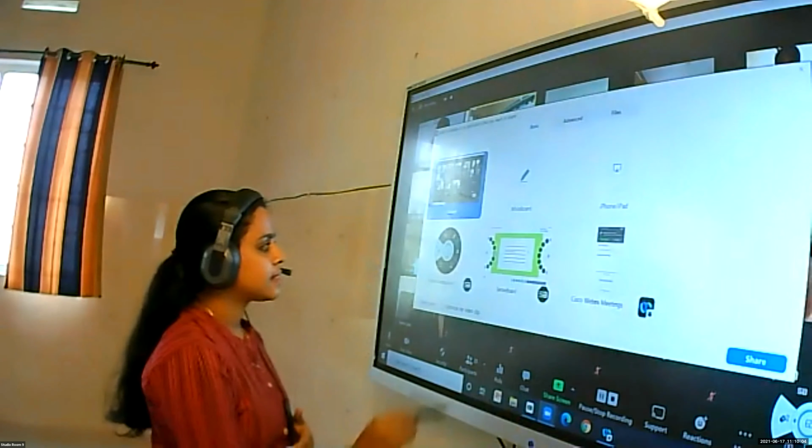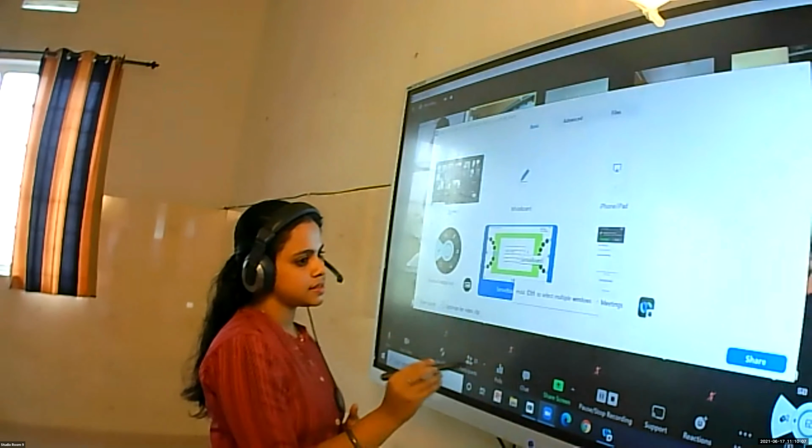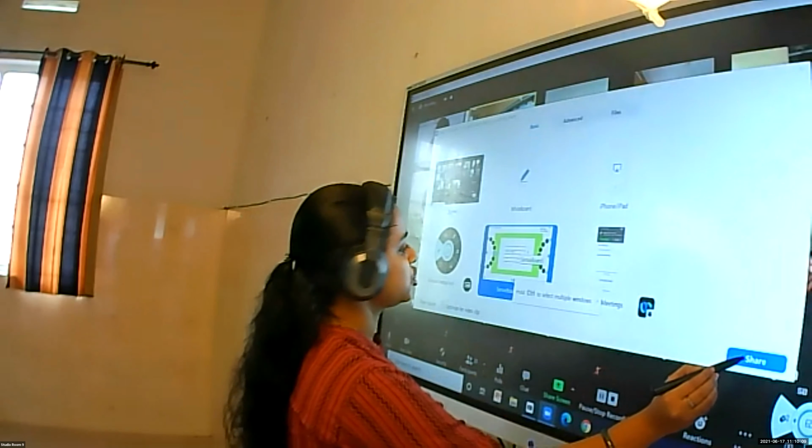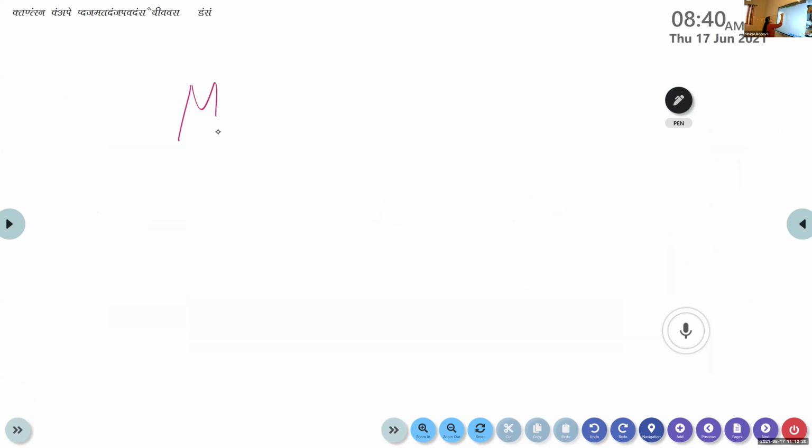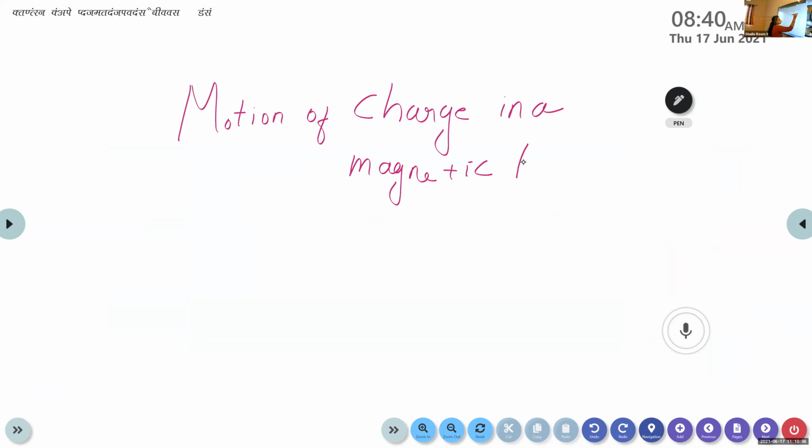So today we are going to discuss the motion of charges in a magnetic field. All of you write the heading: motion of charge in a magnetic field.